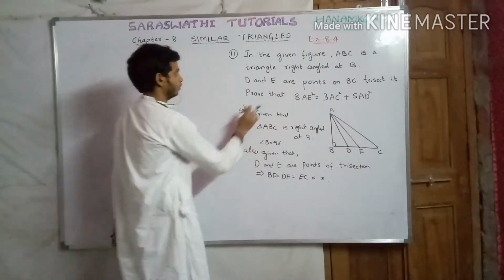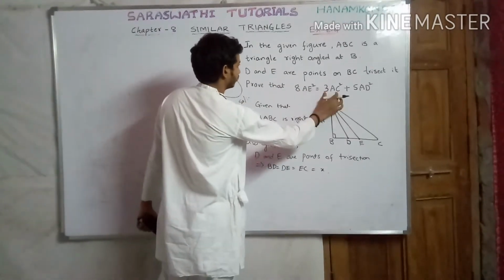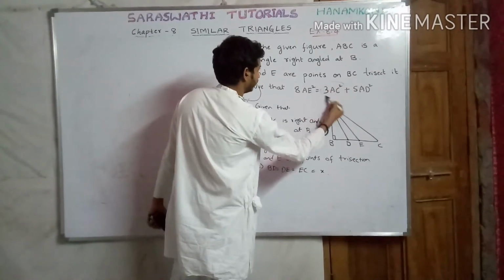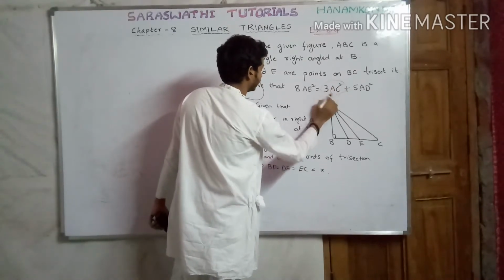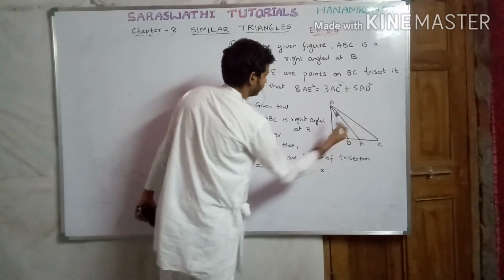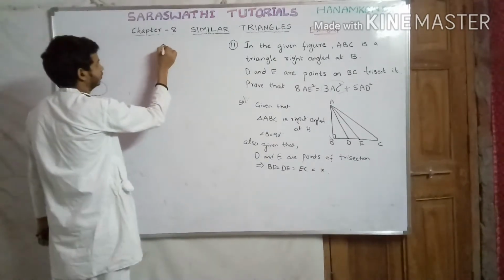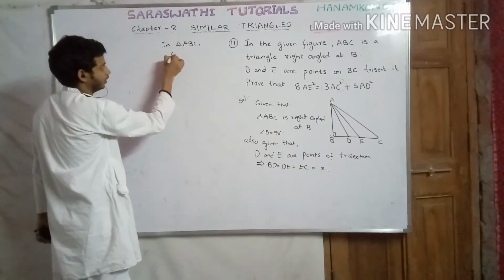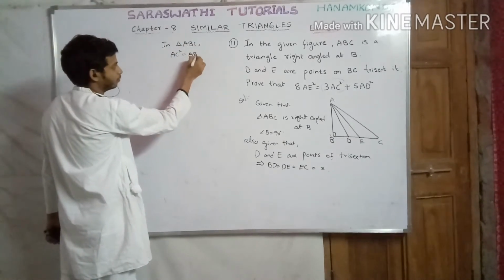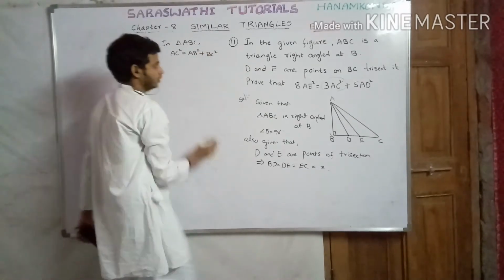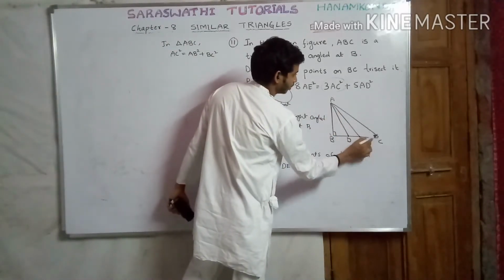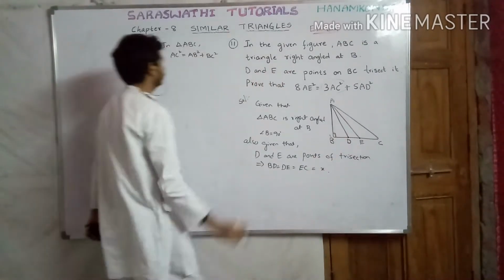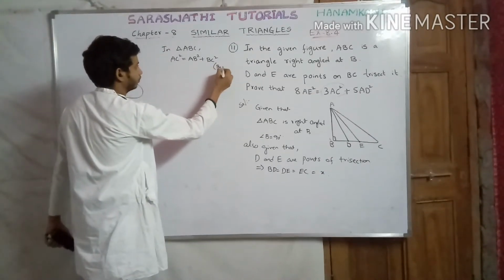It is required to prove that 8AE square equal to 3AC square plus 5AD square. So first consider the right side part. 3AC square, that means we have to get AC square. So consider triangle ABC. In triangle ABC, if we apply Pythagoras theorem, then AC square equal to AB square plus BC square. Hypotenuse square equal to sum of squares of the other two sides, that means BC square plus AB square, by Pythagoras theorem.